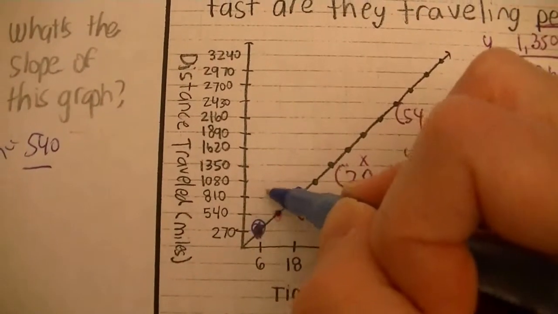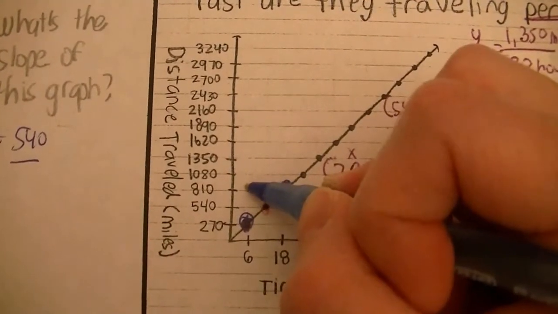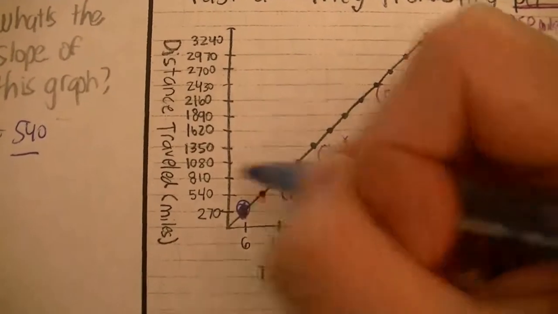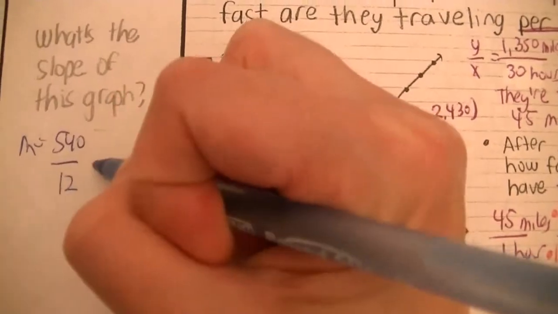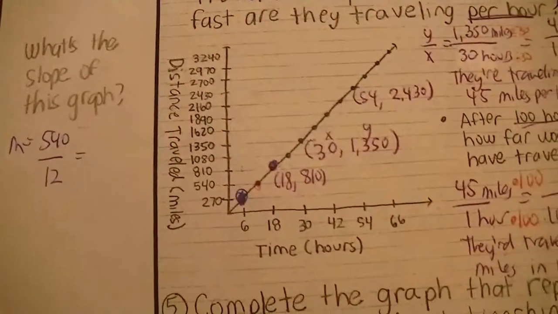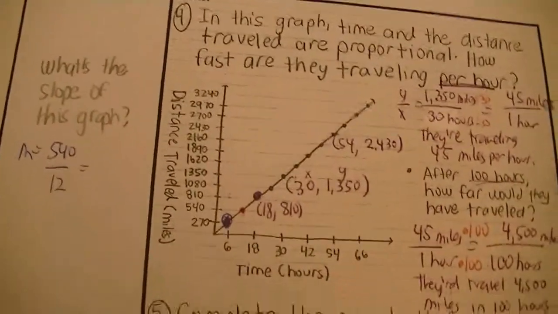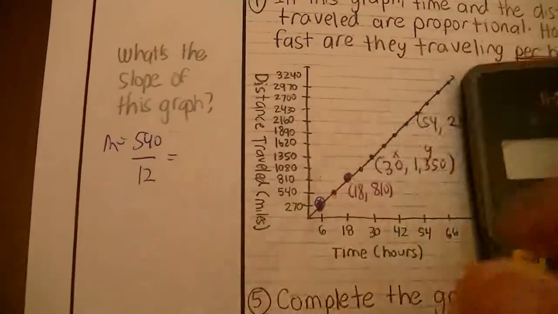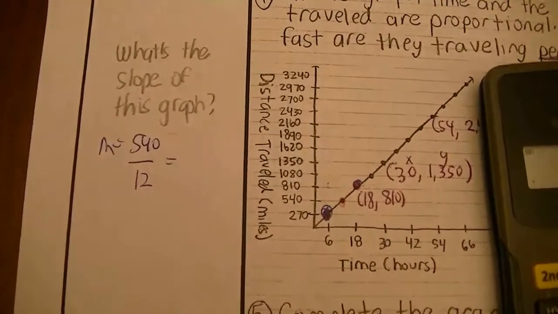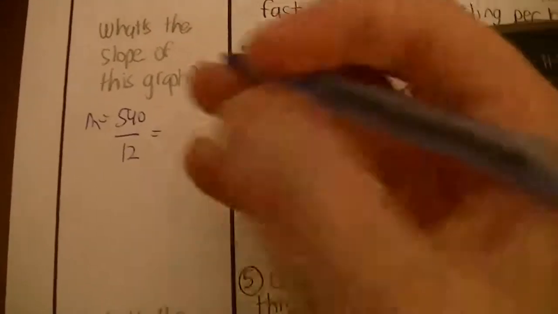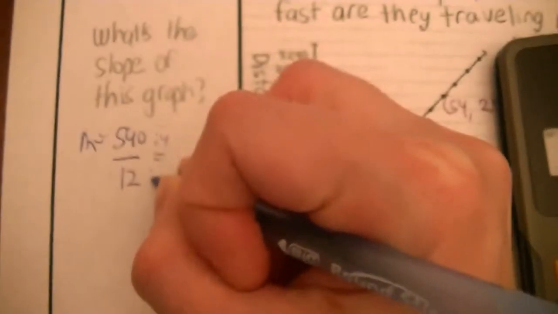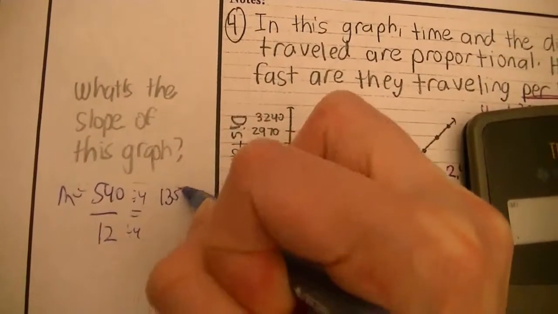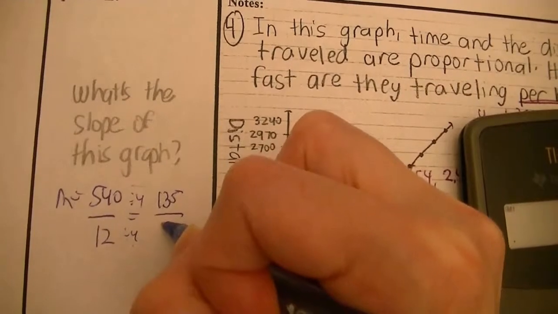To the right, let's see, that's 12. Okay, let's go ahead and simplify that. So a number that goes into both 540 and 12, let's start with 4. I think 4 goes into both. Okay, so I'm going to divide by 4, divide by 4. 540 divided by 4 is 135. 12 divided by 4 is 3.